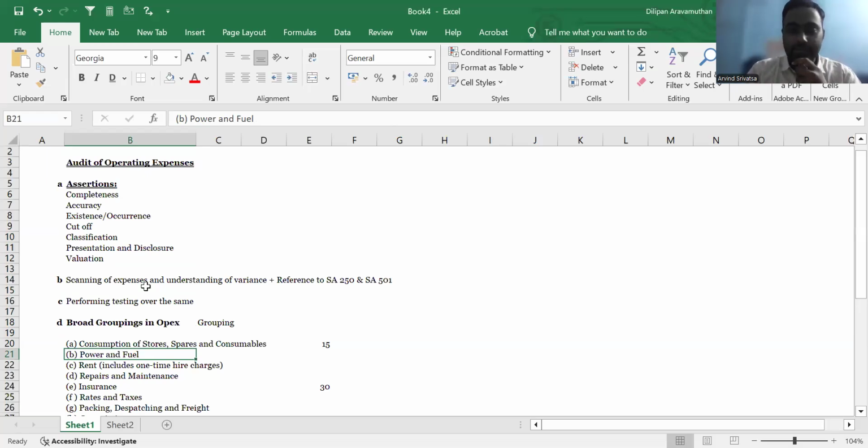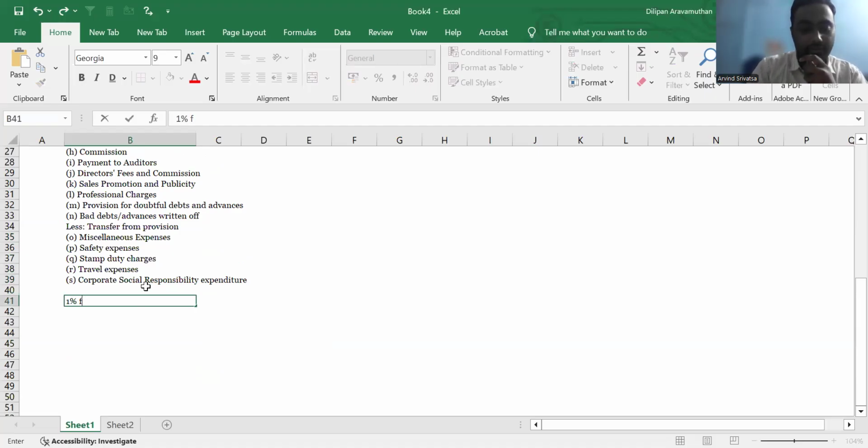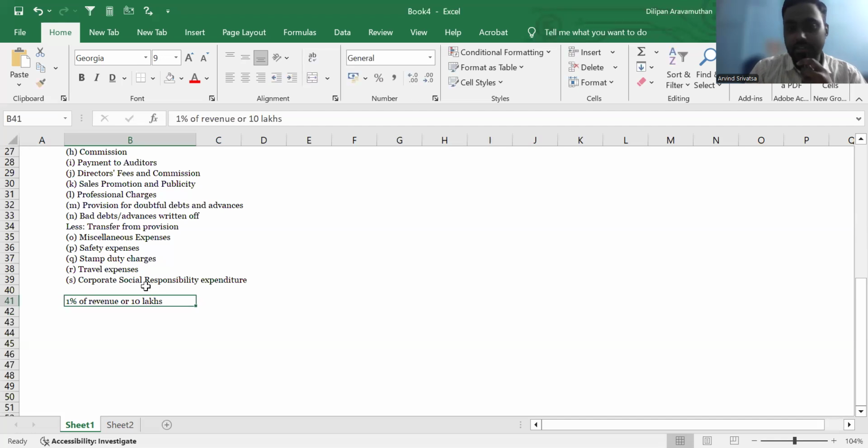And let us say I just come down. I am having a head called miscellaneous expenses here. Let us say there is an item which is exceeding 1% of revenue from operations or 10 lakhs, whichever is higher. So 1% of revenue from operations or 10 lakhs, whichever is higher, I need to disclose it separately. Like for example, let's say in the miscellaneous expenses, there is one item which exceeds this threshold. So let us say that item is probably security charges. I need to disclose security charges separately. Like let us explain this with numbers.